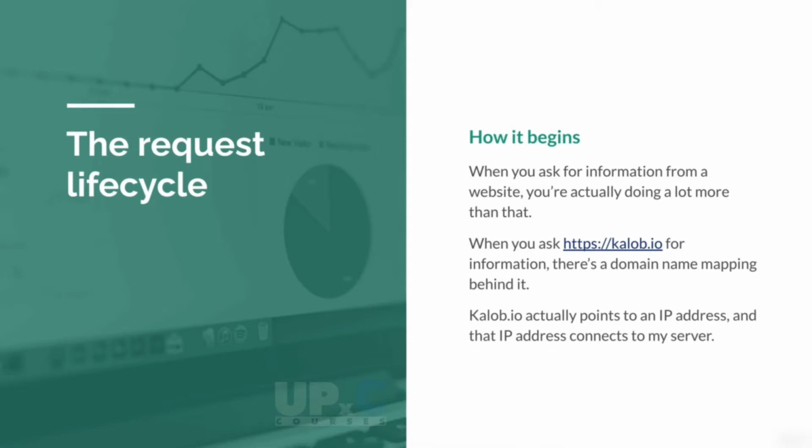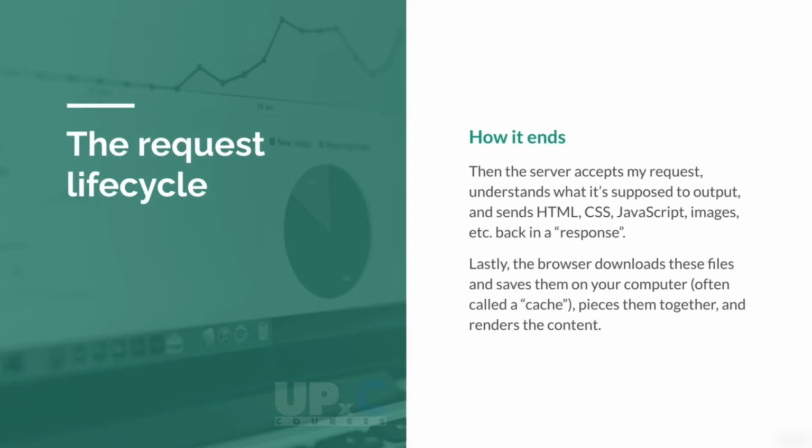So you're not actually requesting information directly from caleb.io. It's just sort of masking it so that you don't have to remember IP addresses. And then how it ends, the server is going to accept my request or your request. It's going to understand what it's supposed to output and sends files like HTML, CSS, JavaScript, images, all that other stuff that makes your website look good in this thing called a response.